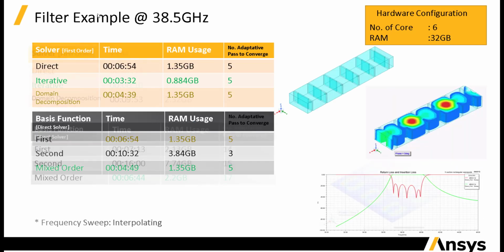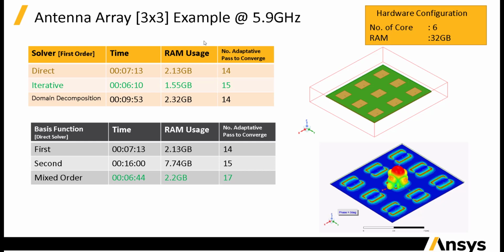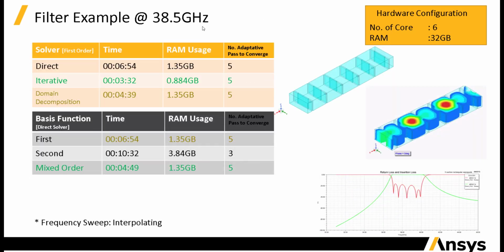This is a filter model which is working at 38.5 gigahertz. And you can see how the field is propagating. Here on the solver side, iterative took just under 3 minutes and 0.88 GB, meaning 884 MB, with 5 adaptive passes to converge, and the simulation is completed. The rest took 4 minutes and 6 minutes, and all are just under 1.35 GB.